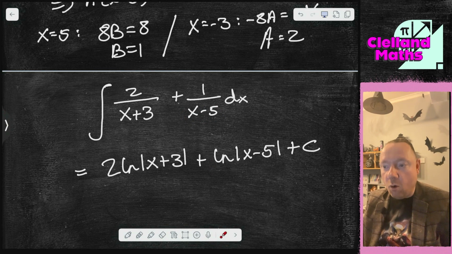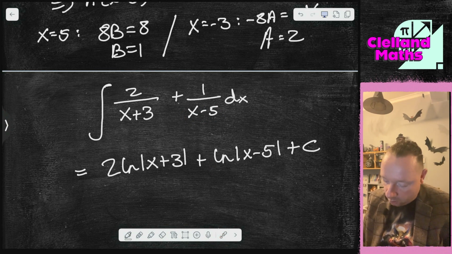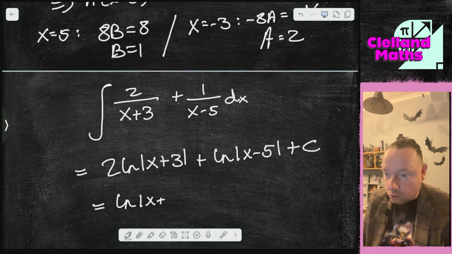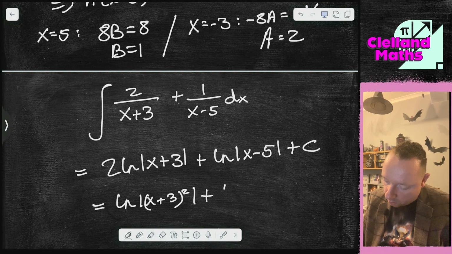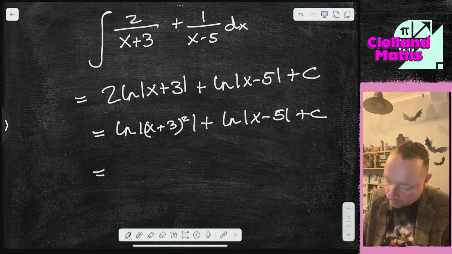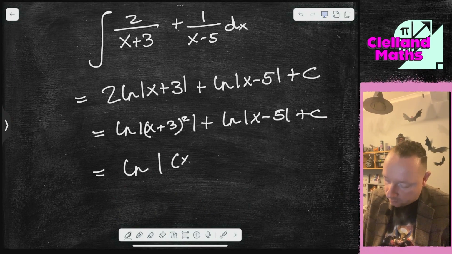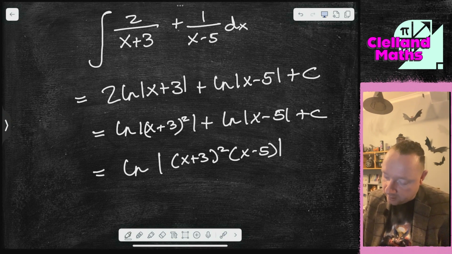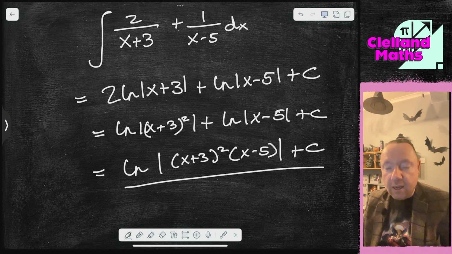You could leave it like that, or if you want to play with it, you could turn it into one log. Let's do it for fun. So that's log of (x plus 3) all squared, plus log of x minus 5, plus c. So you could change that to log of (x plus 3) squared times (x minus 5), or (x minus 5) times (x plus 3) squared, which probably looks nicer, but then plus c on the end, and we're done there.